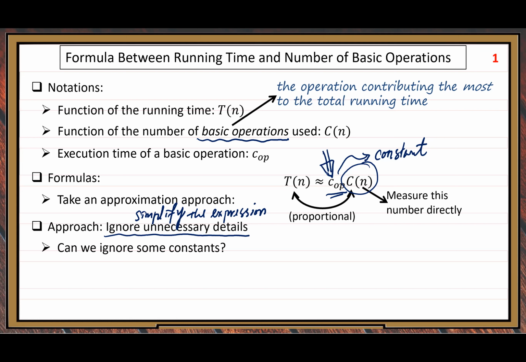By our intuition, we feel we cannot ignore it, right? Because if you ignore it, the change is too big. That's our intuition. Think about if C-op changes from 2 to 1. Look at this change from 2 to 1. Do you think it's a big change? By your intuition, it's a big change, right?